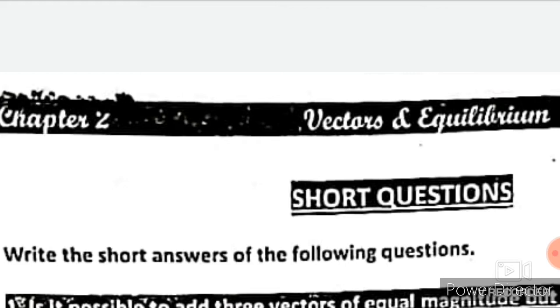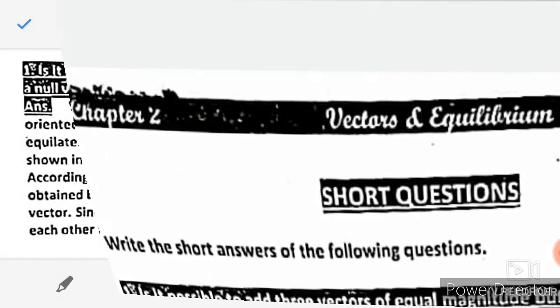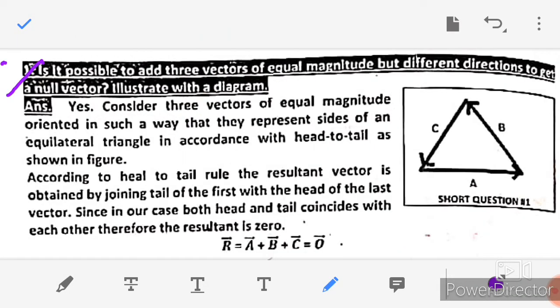Today we will study chapter number 2, Vectors and Equilibrium, conceptual question answers which are included in the reduced syllabus for examination of 2021 and onwards. So let's start our video. Question number 1 is not included in the reduced syllabus 2021.